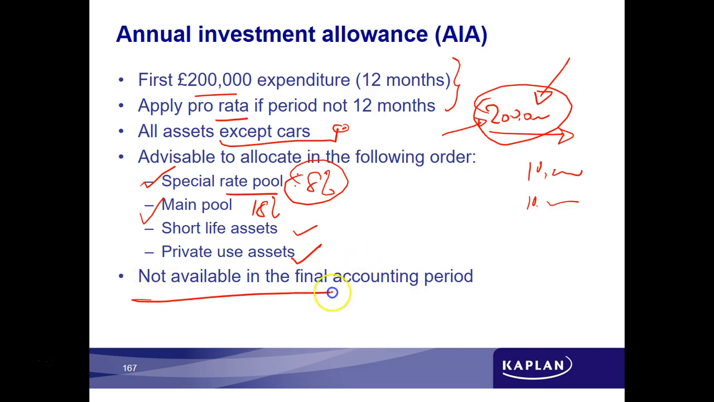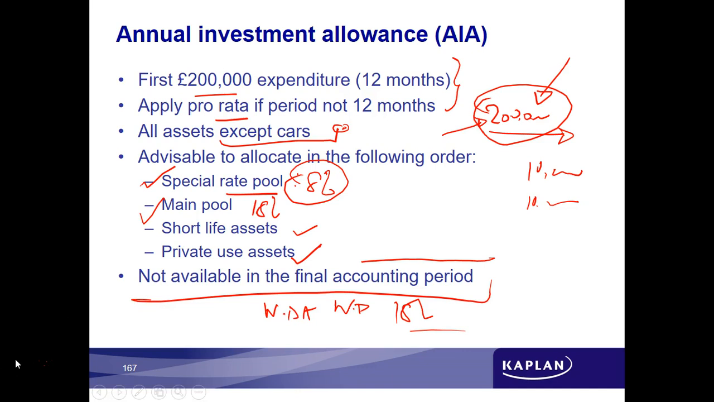The other quirk is that this is not available in the final accounting period. So no written down allowances are available in the final accounting period. So when you see final accounting period, if you buy some stuff, and then at the end of that period you dispose, you don't work out any 18%, nothing is calculated in the final year period. We just do the final year period to see if there are any balancing charges or balancing allowances.